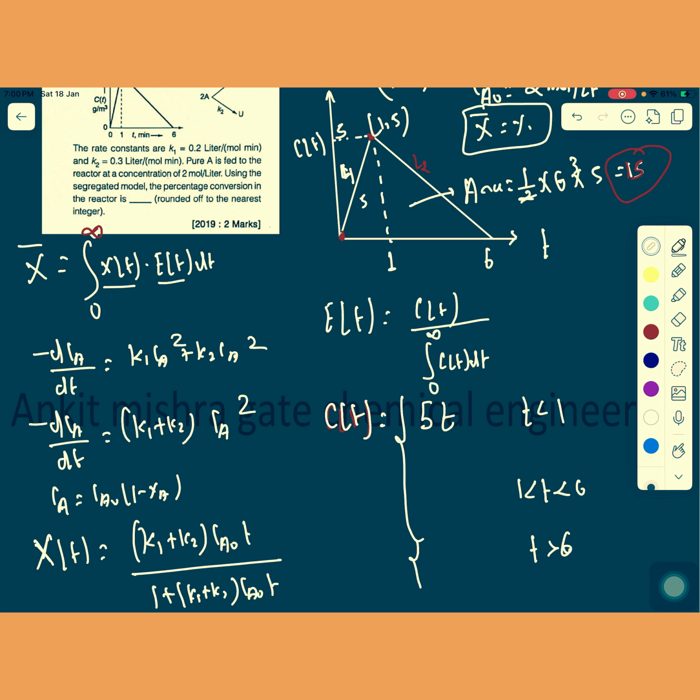Right. And what is the slope of this line? The slope of this line is y by x. So y is 5 and x is 5. So the slope is 1. So here you can say that the slope is also 1, so here the line's equation is 6 minus t.